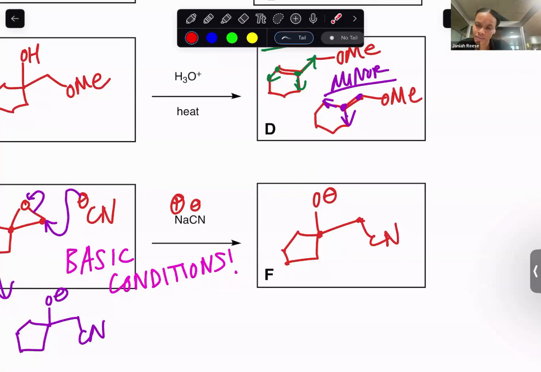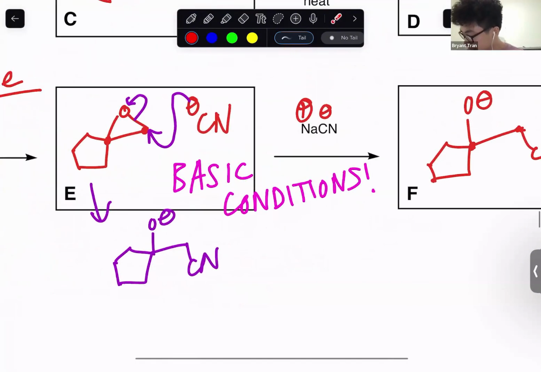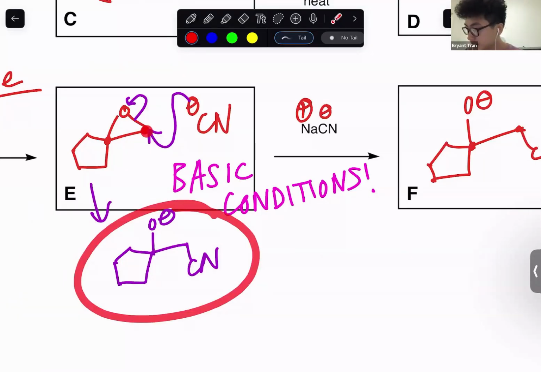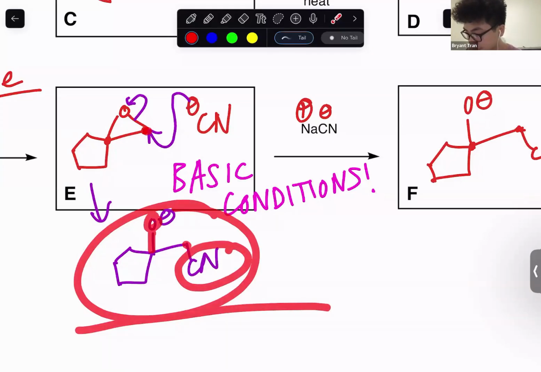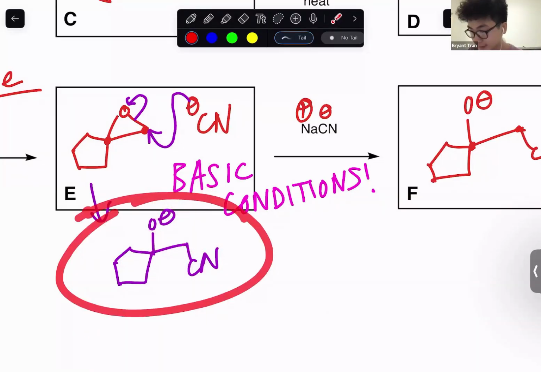Could you briefly go over the H3O plus? What did you mean by that? Yeah. So once we have this intermediate right here, when we open up the epoxide, does that make sense so far on how we got this tetrahedral intermediate, where we have a CN on the left side and then the O minus on this side, where this negative charge came from? This is the final answer.